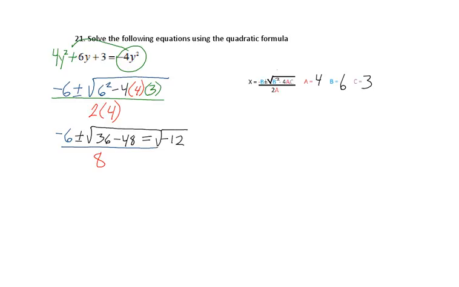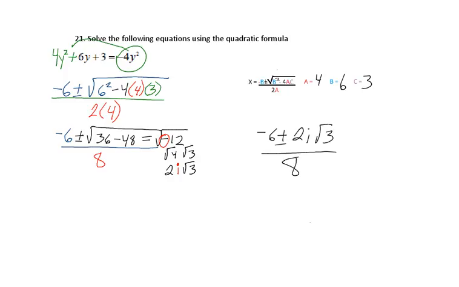Now, a couple of things happen here. 12 is not perfect, but two numbers that make 12 are 4 and 3. And 4 is perfect, it becomes 2. But notice how it was negative. Because of that negative, it's really 2i square root of 3. So what you end up getting is negative 6 plus minus 2i square root of 3 all over 8.